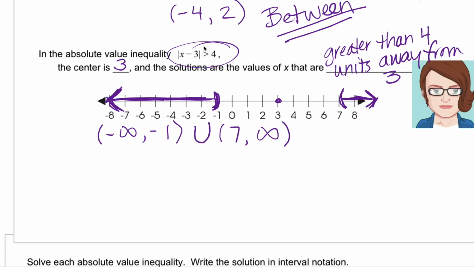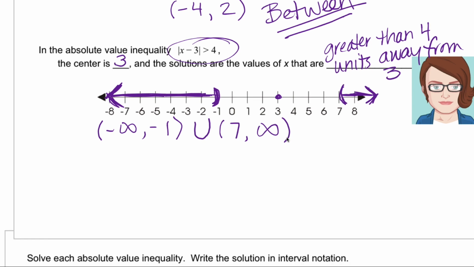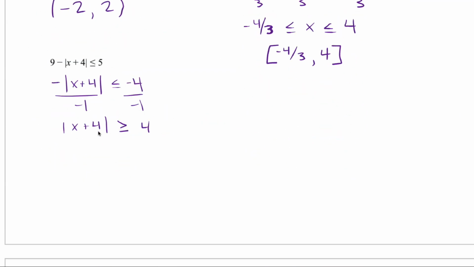So a reminder, when we have greater than, we're going to have two separate intervals of solutions because we want those values to be more than 4 units away from negative 4. So we're going to split this up into x plus 4 is greater than or equal to 4, or x plus 4 is less than or equal to negative 4. So solving both of these by subtracting 4 from both sides, we have x is greater than or equal to 0, or x is less than or equal to negative 8.